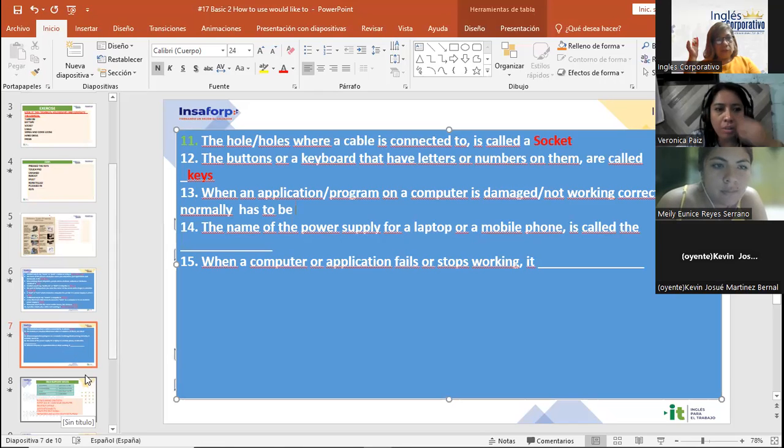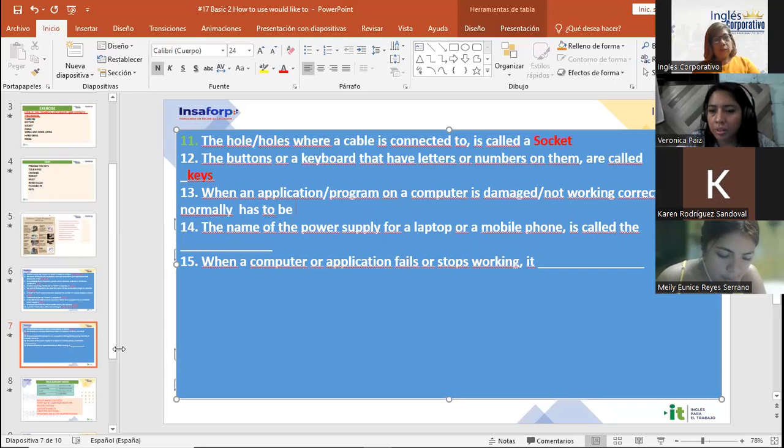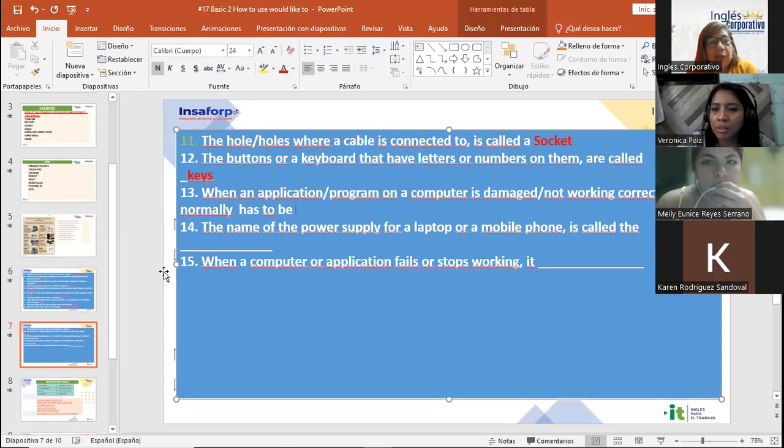Vamos con la número 14. Sí, está ahí la teacher. Por ahí tenemos dudas con lo de enchufe. ¿Cuál es la cuestión? Para conectar la 11. But I cannot give you the answer. Sorry, but this time, no. I cannot say it. I cannot tell you.